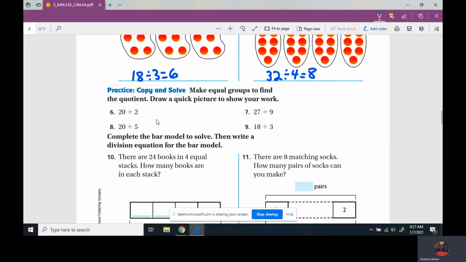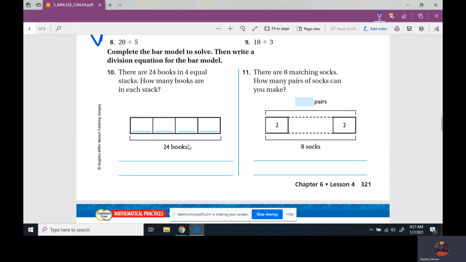We don't have our boards right now, so we won't worry about this. We will not worry about 6, 7, 8, and 9. Let's look at the bar models. This is what we're really focusing on.